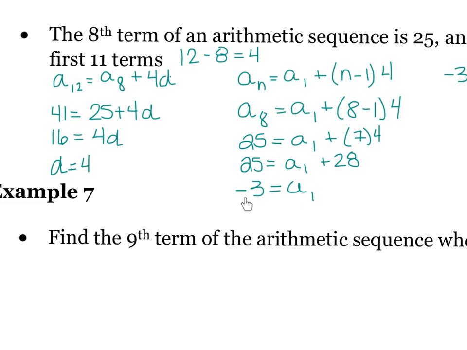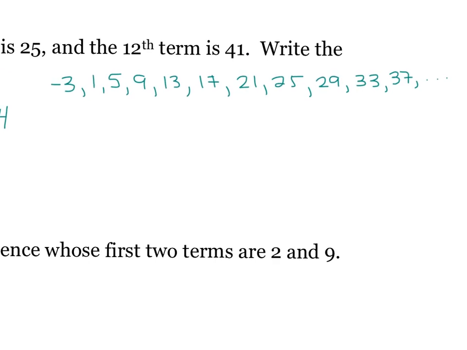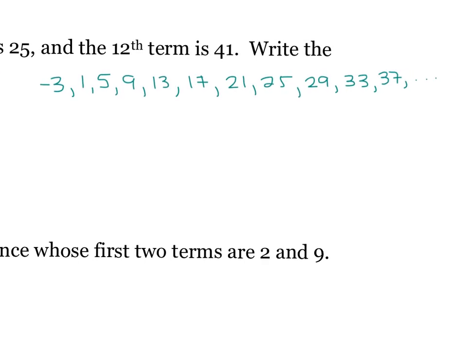Once I know the first term and the common difference, I can write out as many as I need of this sequence. So here are my first 11 terms. I can also check to see if my 8th term is what I said it would be, which is 25. 9, 10, 11. If I add 4 more, would I get 41 as my 12th term? Sure would. So that is how I know that this is correct.